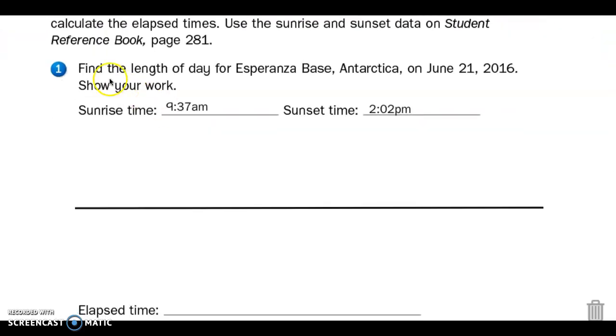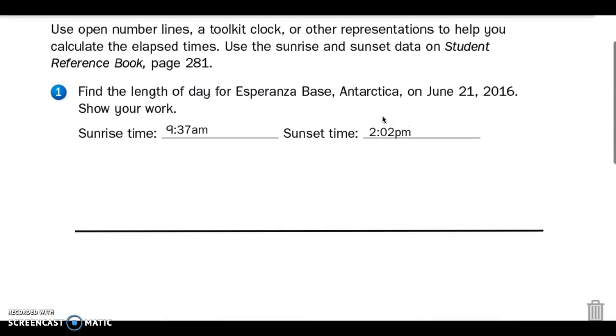Okay, number 1 says, find the length of day for Esperanza Base, Antarctica on June 21st, 2016. Show your work. So sunrise time, 9:37 a.m. That means in the morning, after midnight all the way till lunchtime. And sunset is 2:02 p.m., so at nighttime. Remember, p.m. is that noon all the way through the night until it gets to midnight.